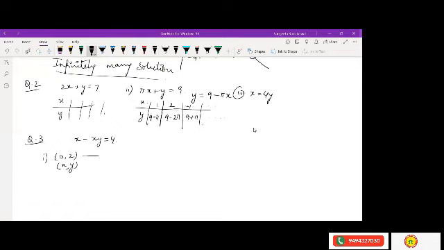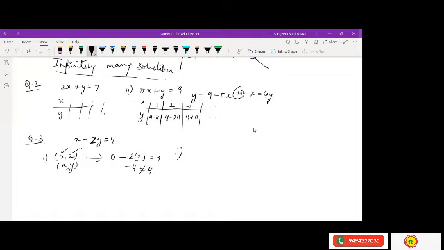So what will you do? In place of x, you will put the value of x. In place of y, you will put the y coordinate here. So x here is 0, y here is 2. That means 2 into 2 is 4, so what do we get here? Minus 4 equals to 4, which is not equal. So we can say that this is not a solution of this equation. Right?